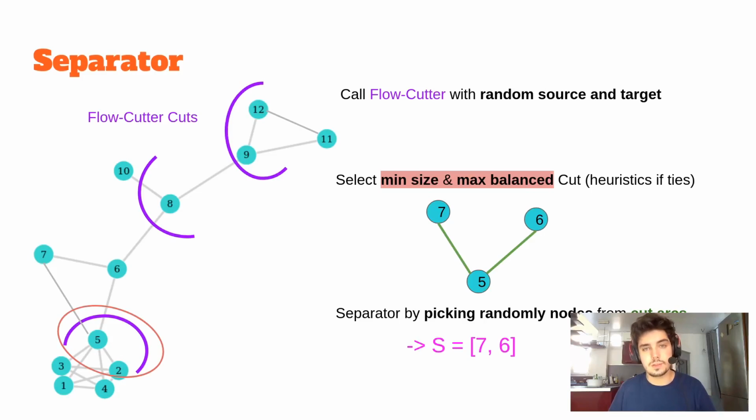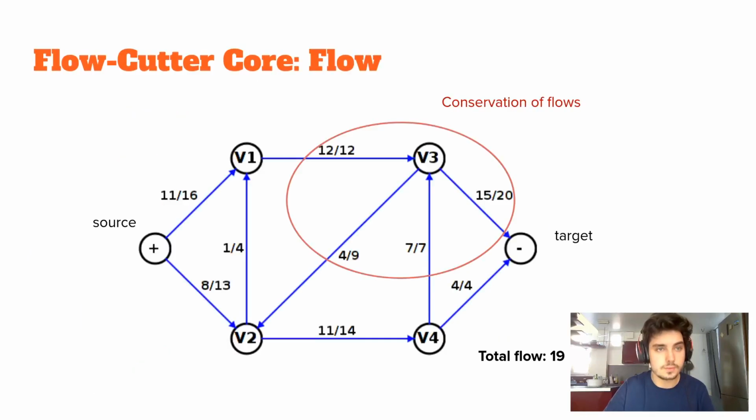How do we compute the separator? Separators are computed by calling the flow cutter layer with random source and target. In practice we do this several times, and then select the best cut. The best cut is the cut with the minimum size and the most balanced cut. And then we choose nodes from the arcs of this cut. In this example we take 7 and 6.